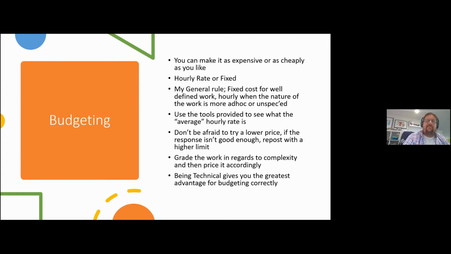Now, the other thing, don't be afraid to try to lower the price and see what kind of responses you get back. If they're no good, just bump the price up again, right? That's something that I've done. I opened with some ridiculously low prices. I got no one, or the quality of the candidates was poor, a lot of phishing candidates. Then I realized I had to bump it up. So again, you can use the market mechanism to work out exactly whereabouts your work fits. And again, use your skill as a technical person to grade the work and to actually determine its complexity and sort of factor in a cost.